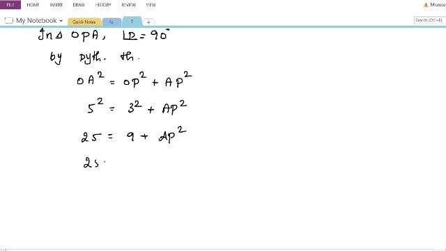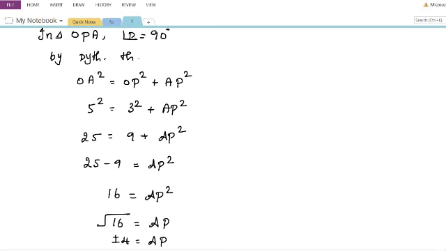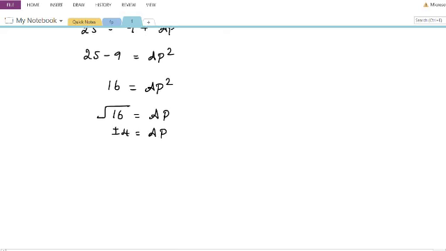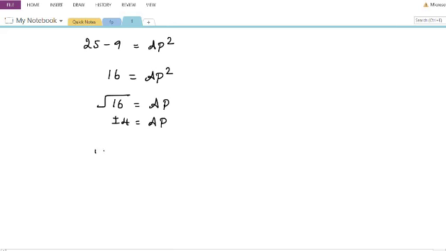So 25 minus 9 is equal to AP square. 16 equals AP square. So square root of 16 equals AP. So AP will be plus or minus 4. So the length of the chord will be positive only, right? So AP is equal to 4. So we have found one part, right? We have found what AP is.